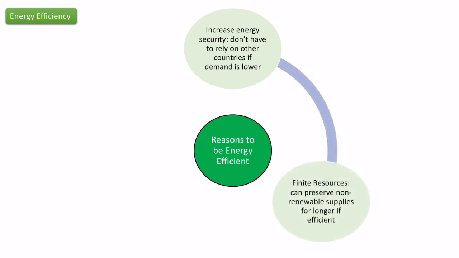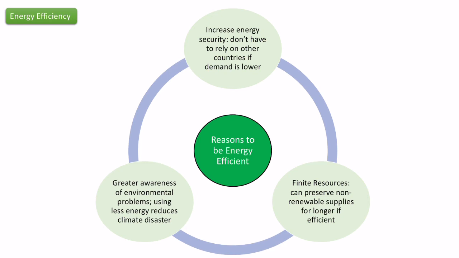We also realise that there's a finite amount of resources on Earth. Lots of the non-renewable supplies, if we are more efficient with them and use them over a slower period of time, then we can have a longer period of using those resources. Similarly, we are more aware of the environmental problems, and so carrying on the current rate of using our energy supplies would be bad, and using less energy will actually help us to maybe stop the climate disaster that's coming down the road.